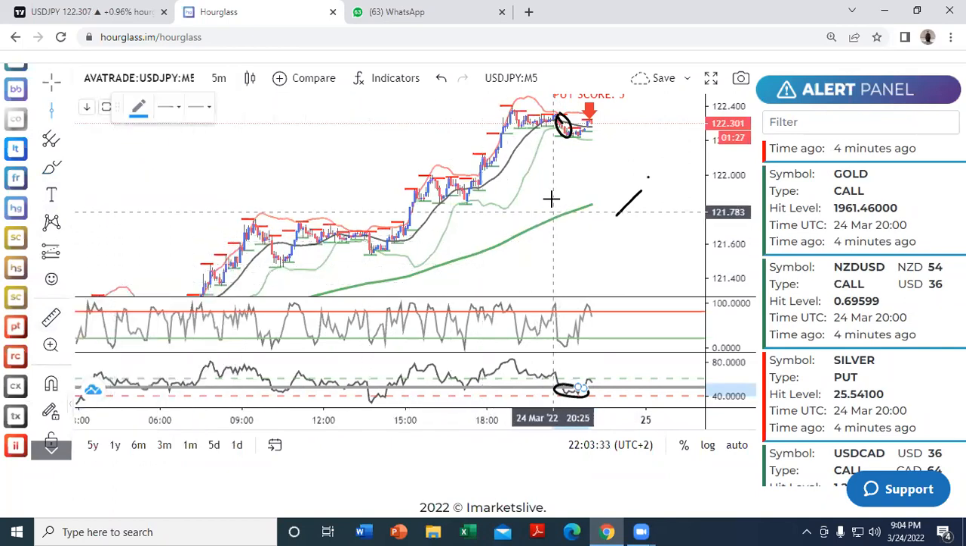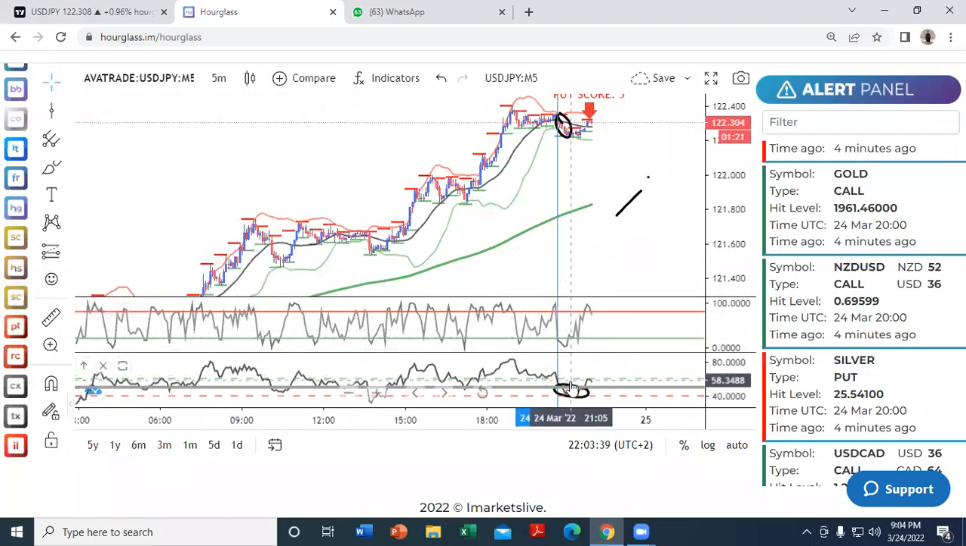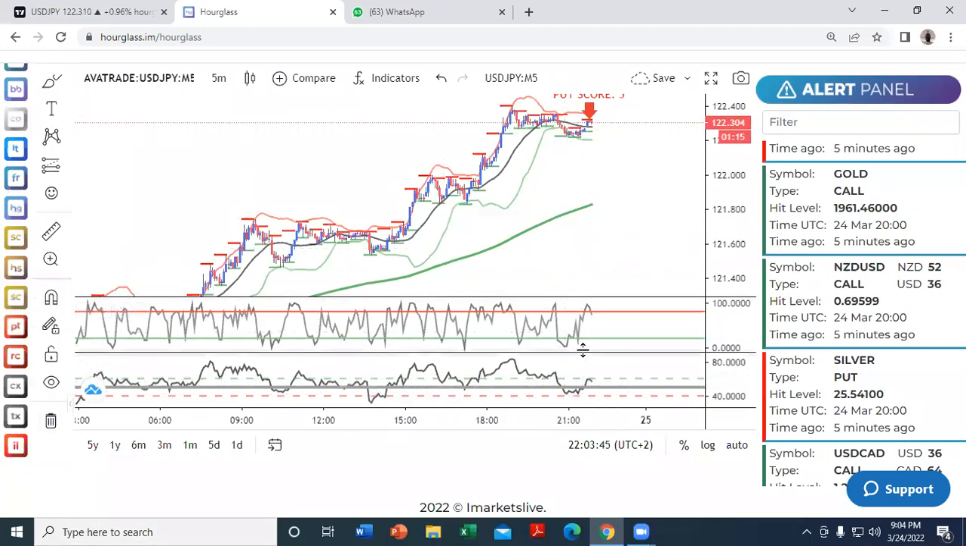Look at it. This is the first candle I marked up. Can you see? Does it make sense? That's when the RSI crossed below the 50. So when the RSI is above this gray line, it shows you the market is in an uptrend. When the RSI is below the gray line, it shows you that the market is in a downtrend.